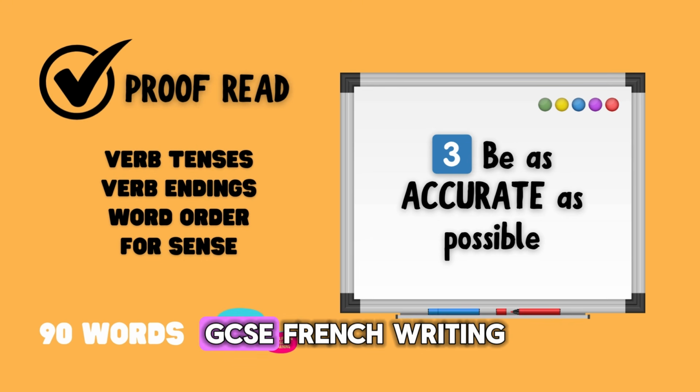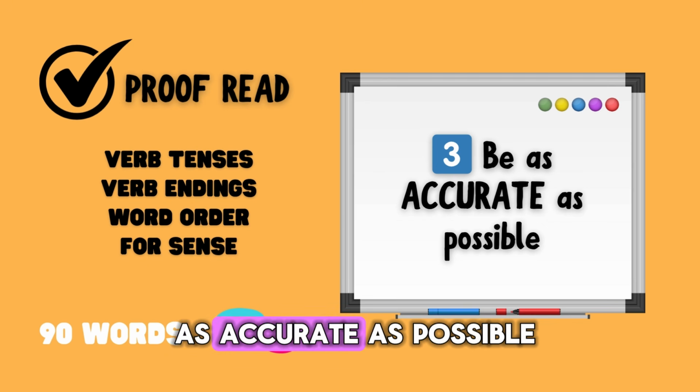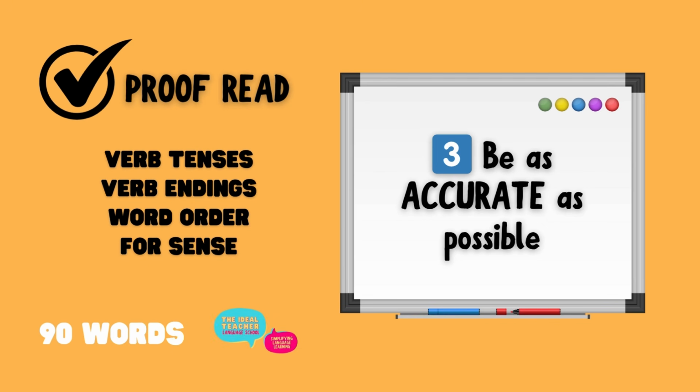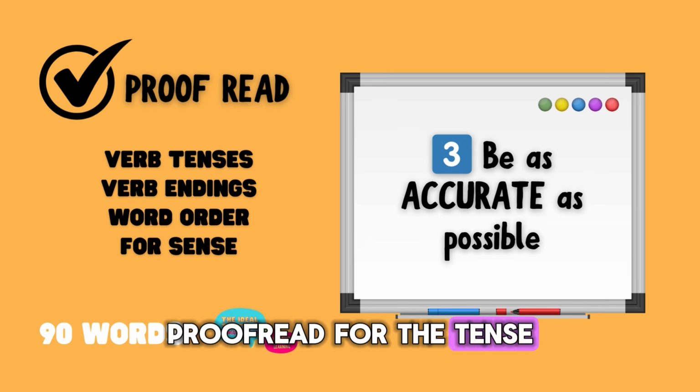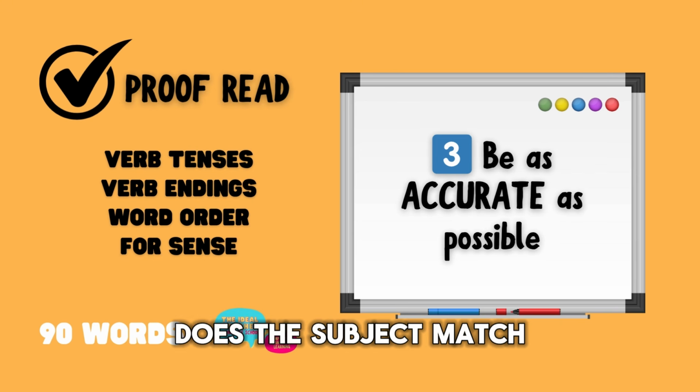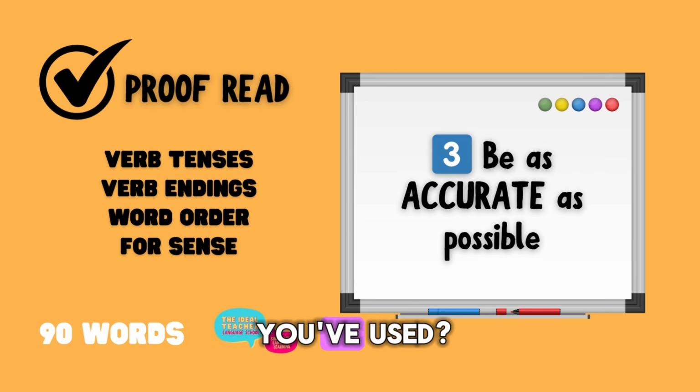For the 90 word GCSE French writing, you need to be as accurate as possible to get full marks. You can make some errors, but the things that you want to be checking for before you move on to the next question: proofread for the tense that you've used. Does the subject match the verb ending that you've used? Is the word order correct? And does it make sense? If it doesn't make sense, get rid of it.